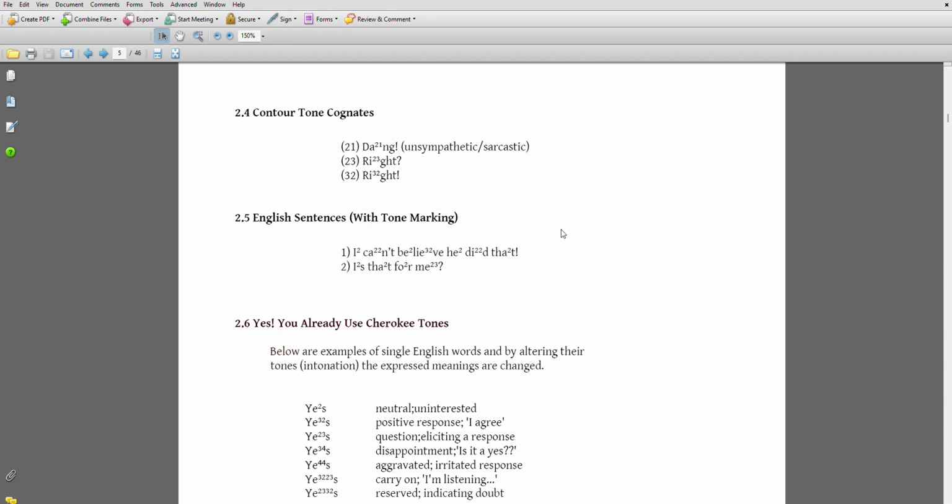Okay, English sentences with tone marking. This shows you English sentences that use the number tone system that I developed or modified from Durbin Feeling's original tone marking. So 2s are our level tone. And if there's 1 number, it's short. And if there's 2 numbers, it's a long vowel.